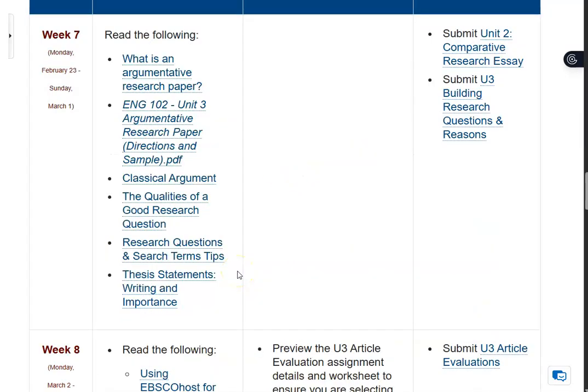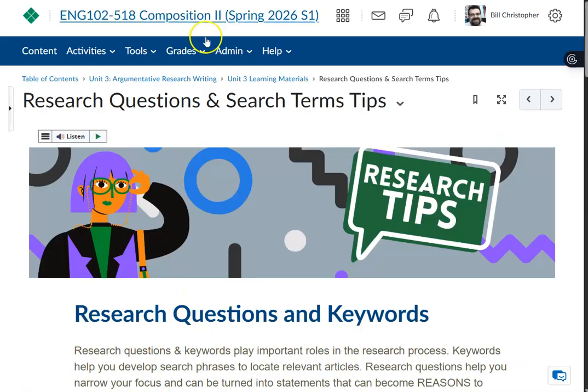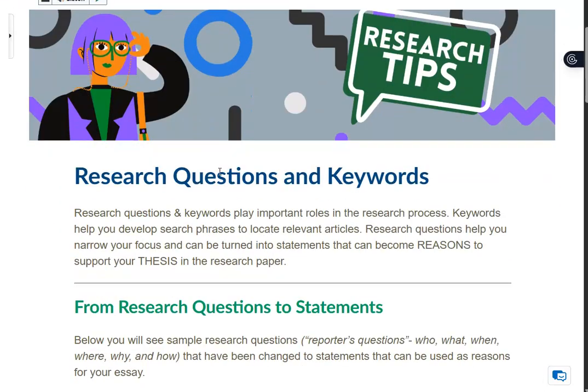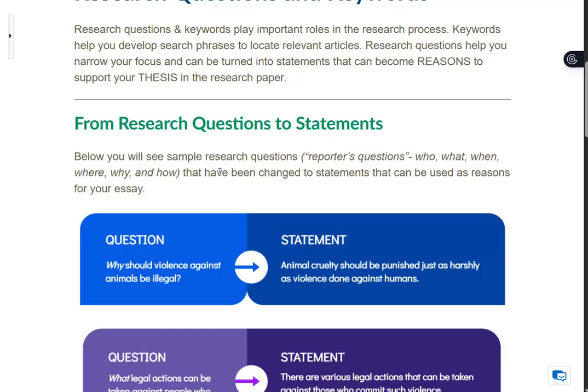All right, friends, getting close to the end. The next document is research questions and search tips. There it is. This shows you an easy step to move from your research questions to your claims that you can actually prove within your argument. It's not a simple loss of one or two words. There are a few shifts in thinking to worry about as well.